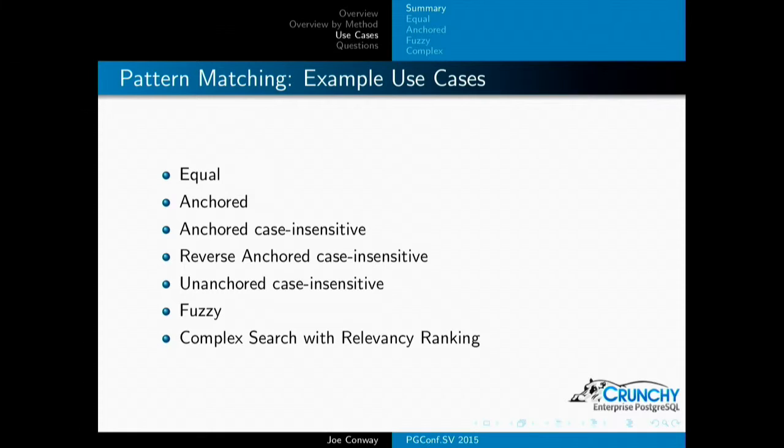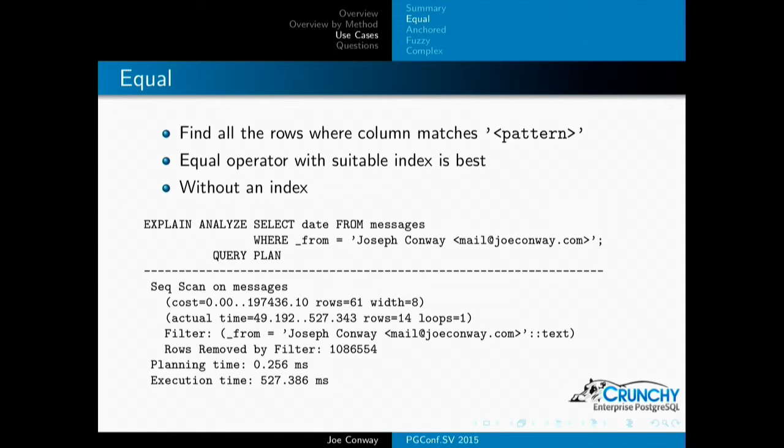Okay, so now I'm going to go on to some example use cases. I'm going to start out at the simplest. I just want to do text equals 15, okay. And then I'm going to move down through more complex cases. So I'll do anchored, and then anchored with case sensitivity, case insensitive, and then a reverse anchor, and then completely unanchored, and then fuzzy, and then another full text search example.